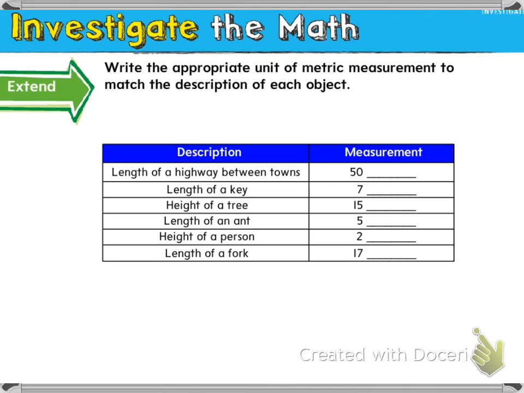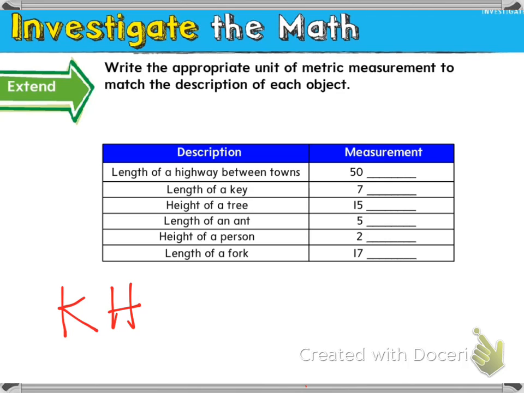Okay. Let's investigate. Let's write the appropriate unit of metric measurement to match the description of each object. All right, so the length of a highway between towns. What would that be? 50 what? Would we say 50 kilometers? 50 hectometers?